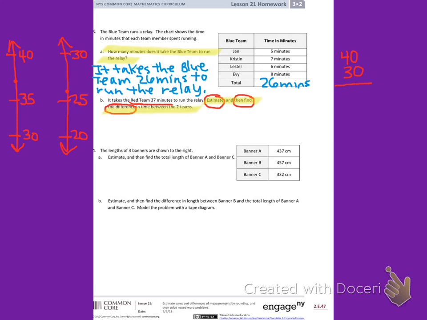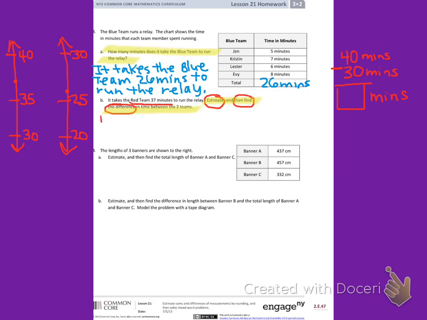I'm going to find the difference. After I've estimated, I need to find the difference. Difference means answer to a subtraction problem, so I will draw a subtraction sign here, and then I will label the units of measurement as minutes. Now you subtract and you find the difference, and then write it in a sentence for item B.